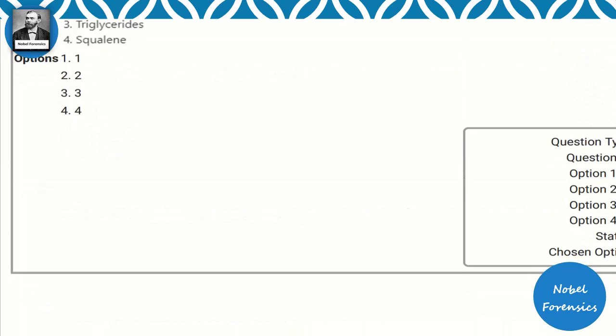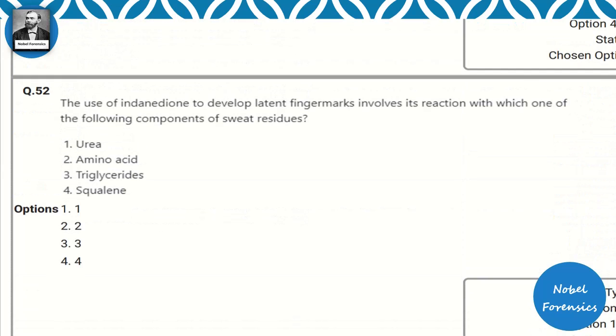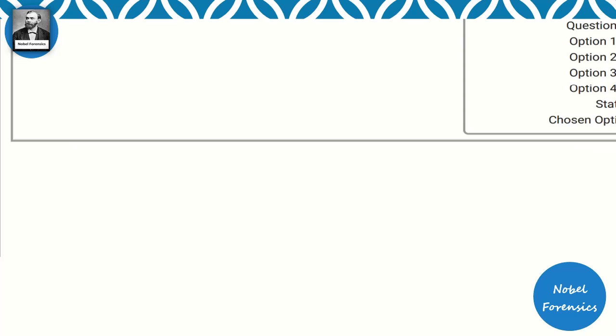Then coming to the 52nd question. The use of indanedione to develop latent finger marks involves its reaction with which one of the following components of sweat residues? Here it is amino acid. We usually use ninhydrin for developing latent finger marks based on the amino acid residue of sweat. But indanedione is also used for developing latent finger marks based on the amino acid residue of sweat. So here option 2 is correct.